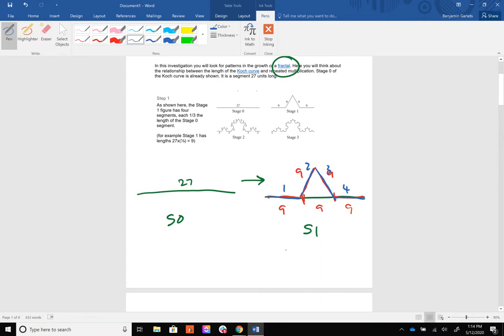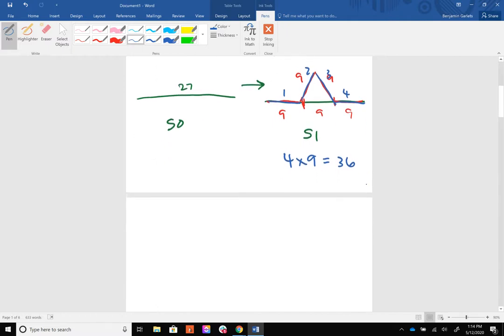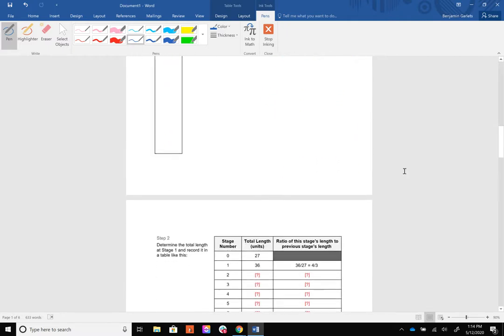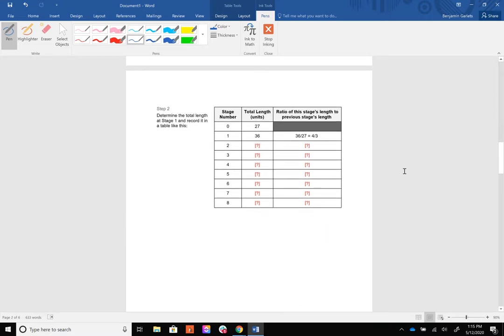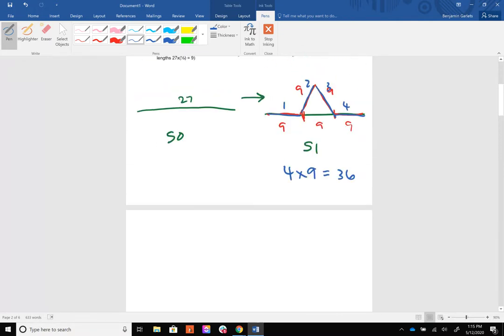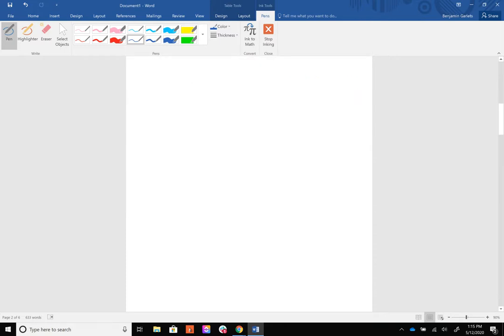So 4 times 9 units means that I have a total length of 36. So if we are filling in our table, ta-da, here's a table. I've got 36. So if I'm doing a ratio of the stage's length to the previous, I have 36 over 27 because 36 is my current total length, 27 is my previous. So I want to show you how to get these next 2 values because this is where people were getting a little stuck.